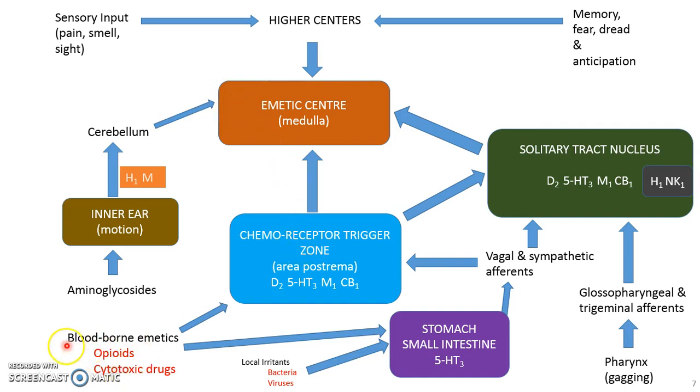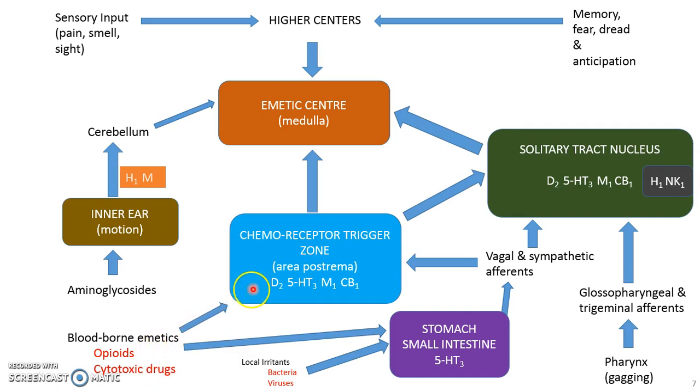And then you have the blood-borne emetics, drugs such as opioids and cytotoxic drugs. So impulses are being transmitted to the chemoreceptor trigger zone, which is the area postrema, which has the dopamine 2 receptors, serotonin 3 receptors, muscarinic 1 receptors, and also cannabinoid 1 receptors.